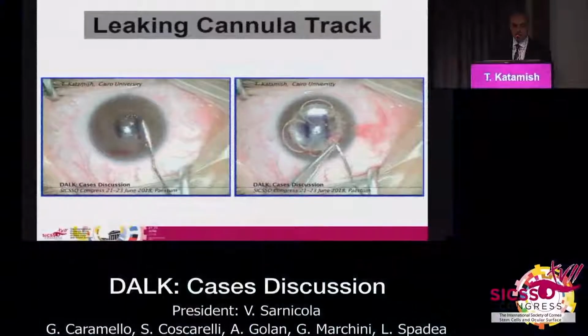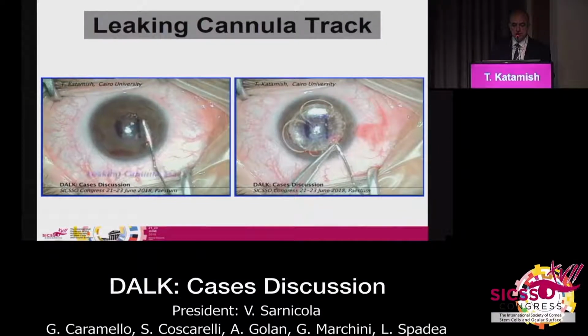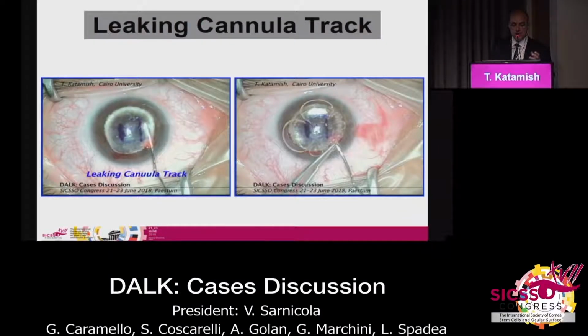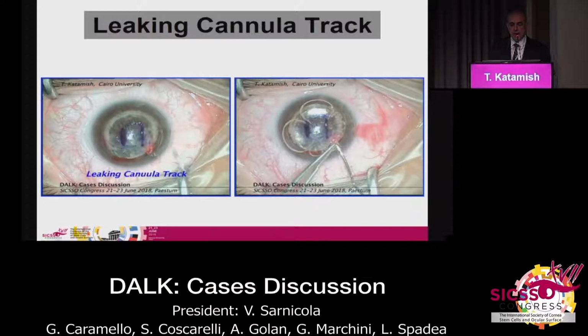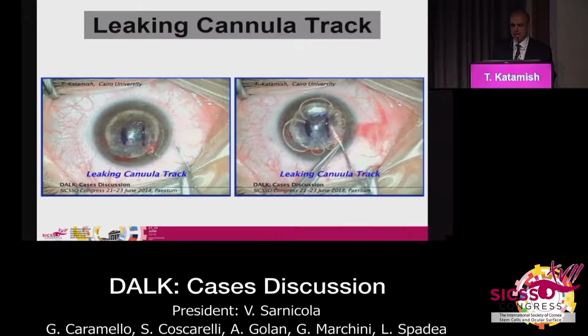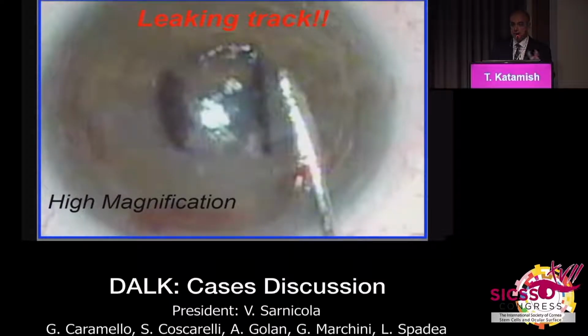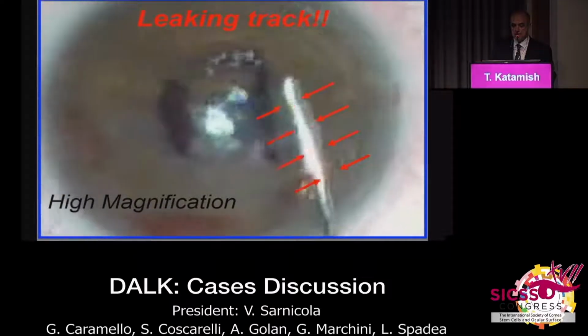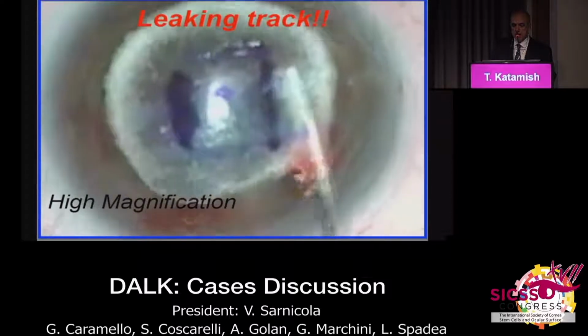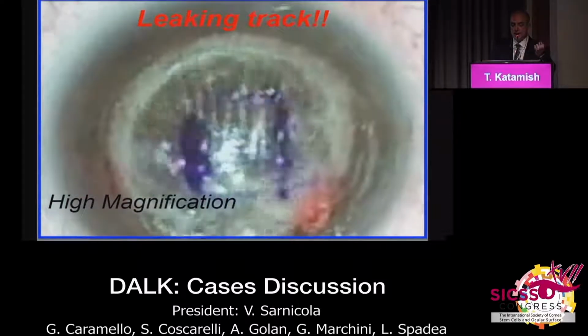You will see, after injecting air, when you are going out with your cannula, the bubble will collapse. Now observe carefully, the air is going out while you are going out with the cannula. And in the other clip, when you just put your cannula inside the tract, you will find the air will escape suddenly. So this is a leaking tract. If you do it in high magnification, watch this tract. After going out, you will find that this tract is leaking air.